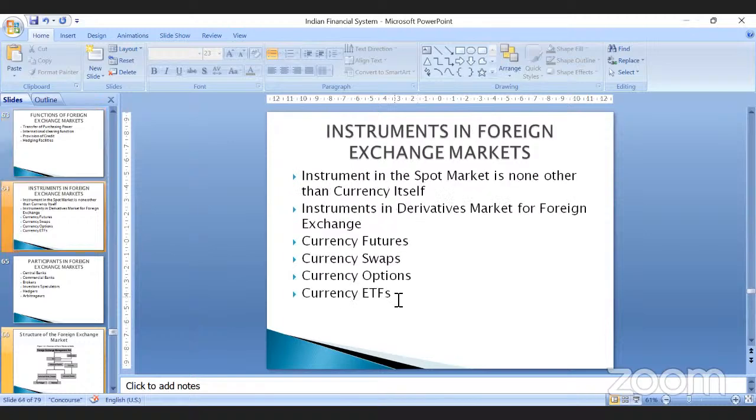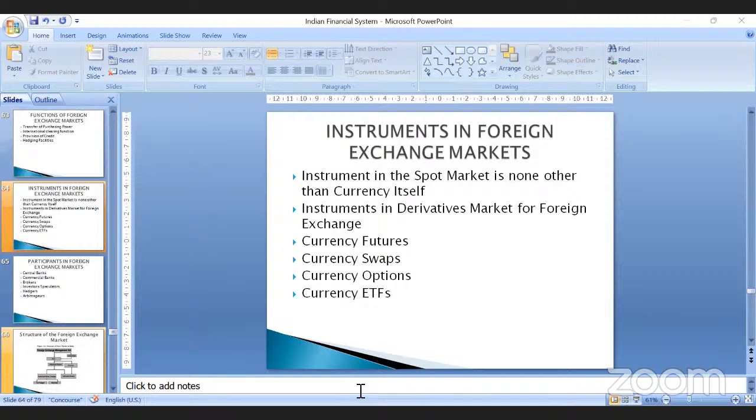Not only that, there are certain instruments used in the foreign exchange market. If you are talking about the spot market, the instrument that is used is currency itself. I told you the spot market is a market in which only cash transactions take place on the spot. The currency is exchanged on the spot, or on the second day immediately after the agreement is made. It will not drag on any further, right?